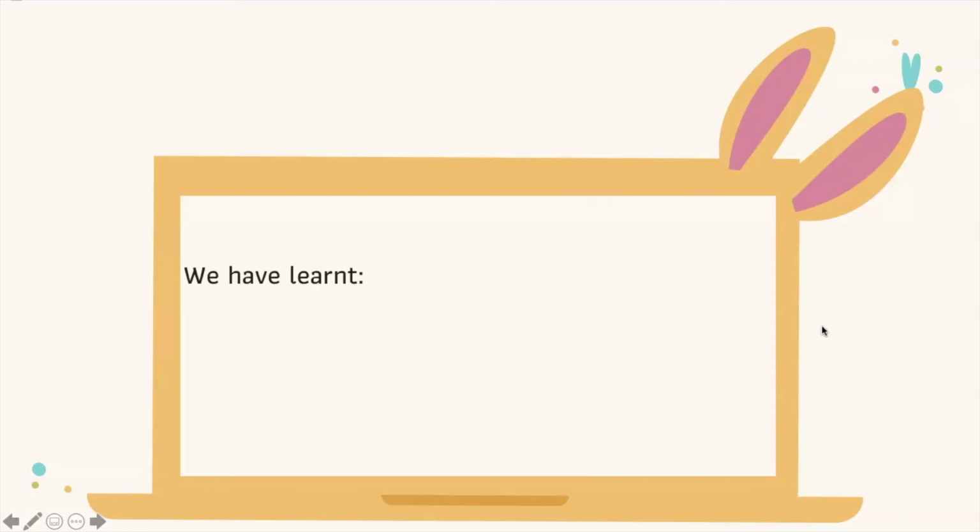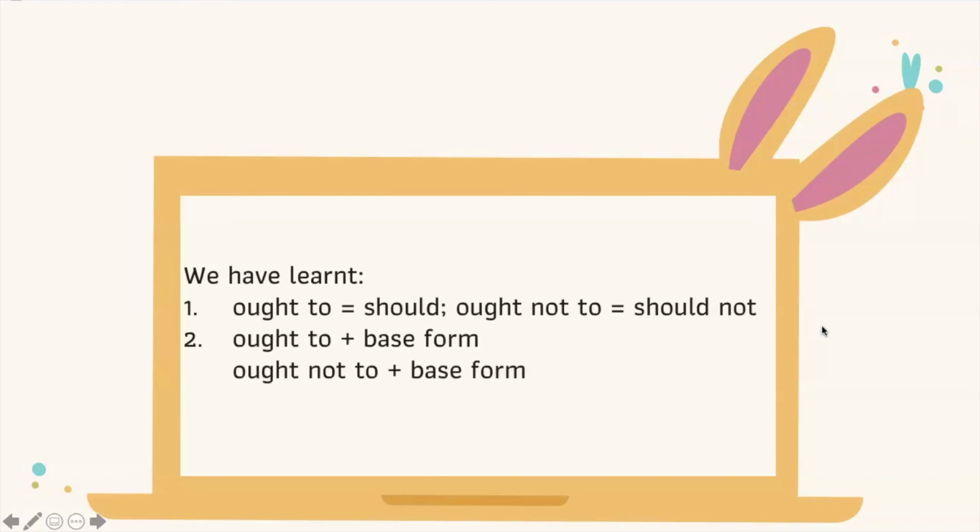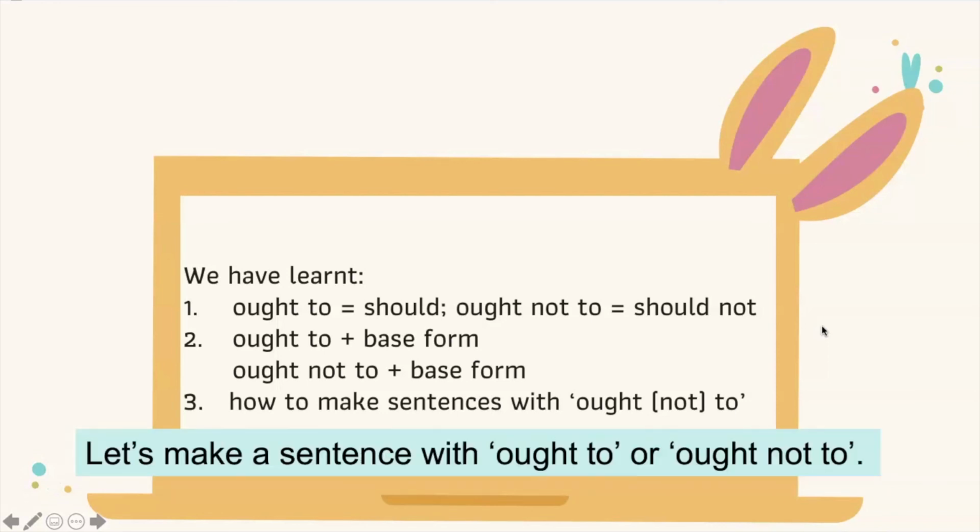Let's sum up a little bit. In this lesson, we have learned ought to means should, while ought not to means should not. And we use ought to and ought not to with the base form of the verb. And we have also tried to make sentences with ought to and ought not to. So here comes the end of the lesson. I want you to make a sentence with ought to or ought not to.